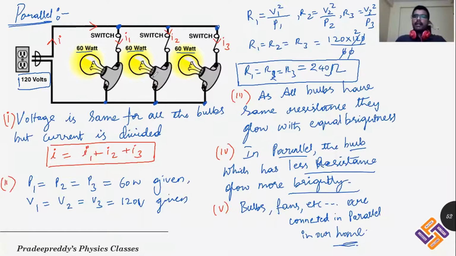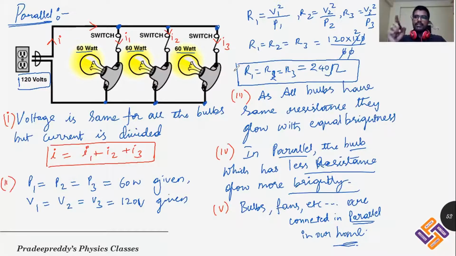Because in the parallel combination, if one switch is off and the remaining switches are on, then only the bulb whose switch is off will be off and the remaining bulbs will be glowing. Therefore, parallel combination is advantageous. Whichever bulb we want, we can switch on. In series combination, you cannot do that.